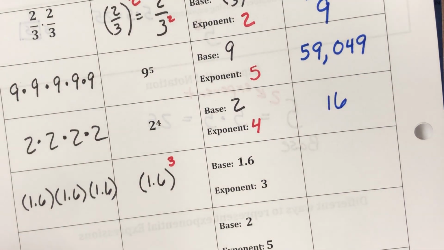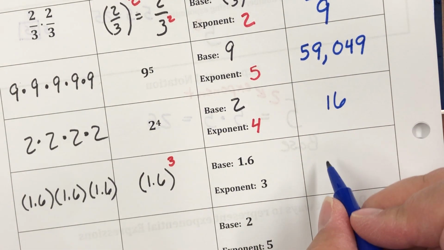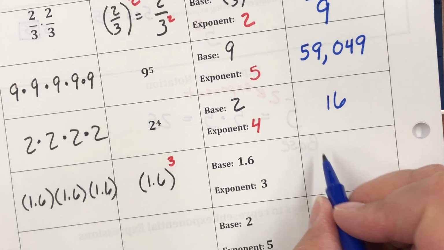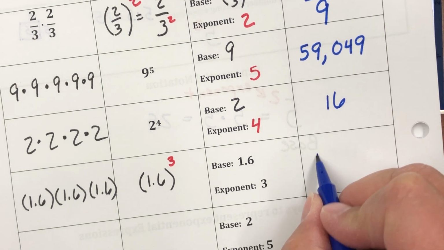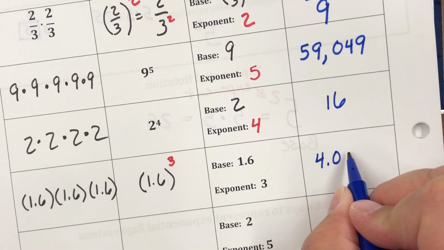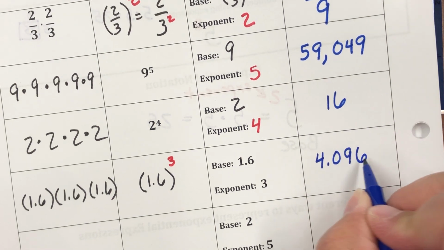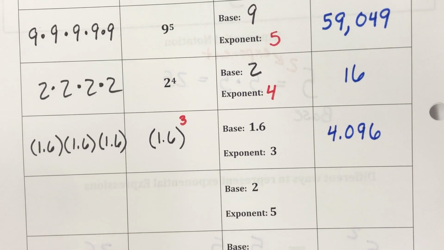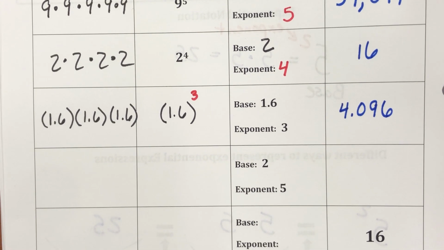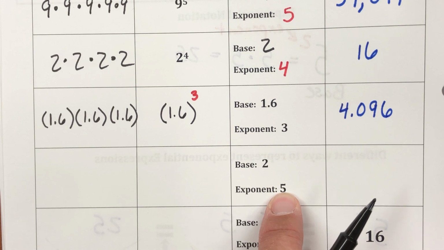4 and 96 thousandths? Wow, that's a tiny number. Huh. Well, no, 4 is a normal number, but 96 thousandths. Huh. 4 tenths, hundredths, thousandths. If you don't know your place value, you should learn it. I'm just saying. Now my base is 2 and my exponent is 5.